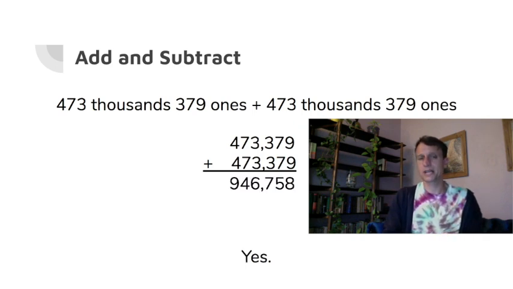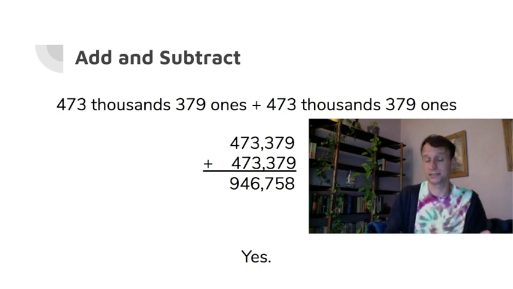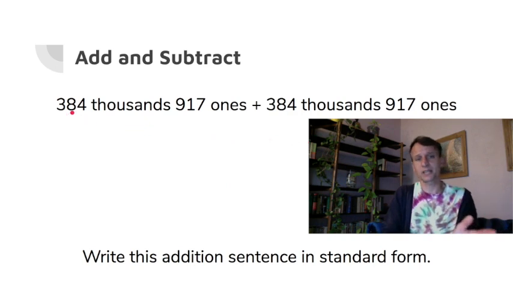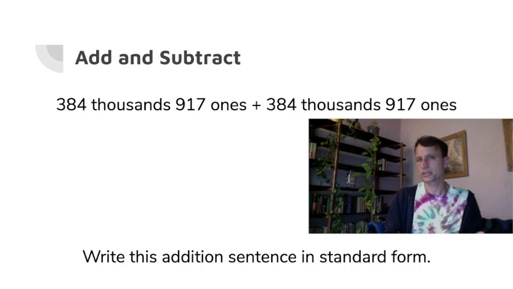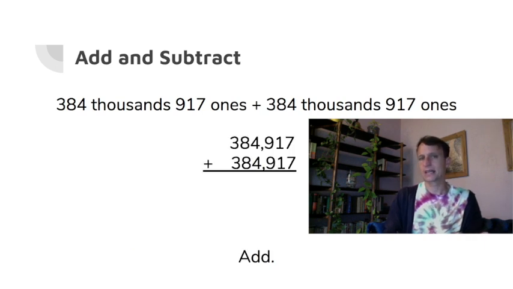All right, did you get 946,758? If so, then perhaps one of us is correct. I don't know. I hope it's me. I'm supposed to be right, at least some of the time, right? Here we go. 384,917 ones plus the same. Go ahead, write that out in standard form. Should look like that. And go ahead and do the addition. And did you get 769,834? I hope so.